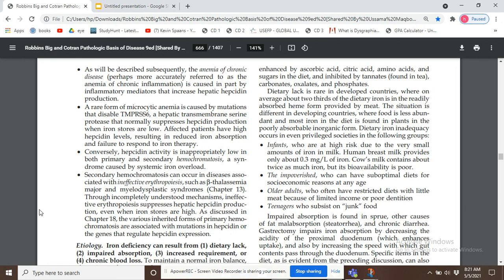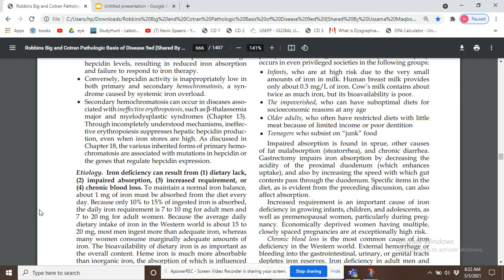Okay, now, what is the etiology? What are the causes of iron deficiency anemia? What are the causes of iron deficiency? Okay, iron deficiency can result from dietary lack. Number second, it can be due to impaired absorption. Number third, it can be due to increased requirement, or it can be due to chronic blood loss. These are the four major causes of iron deficiency in our body.